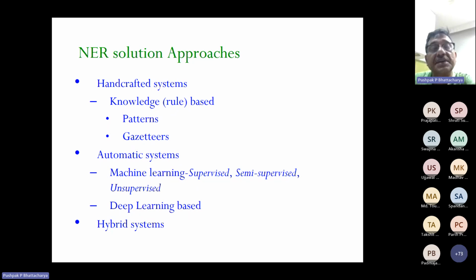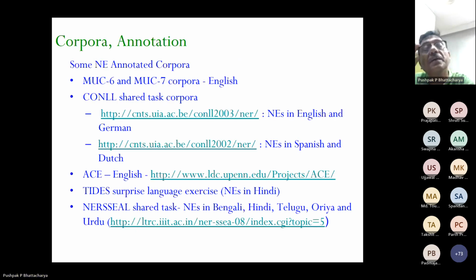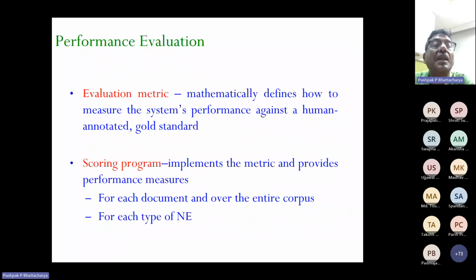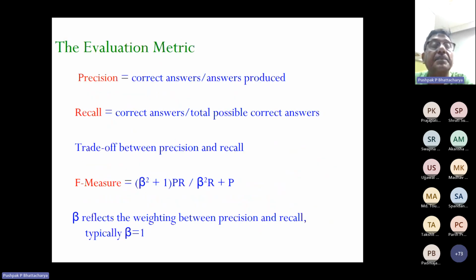But for languages which have no LLMs, not even enough corpora for neural network-based systems, for them handcrafted systems and support vector machines are very useful. They're the only way to go. So you've already mentioned Mark 6, Mark 7 corpora, CONLL corpus, and so on. Okay. Performance metric, there's no surprise there. We have to make use of precision and recall and F measure.